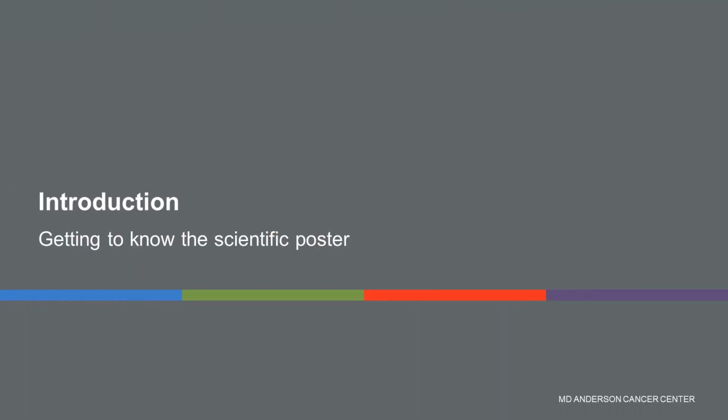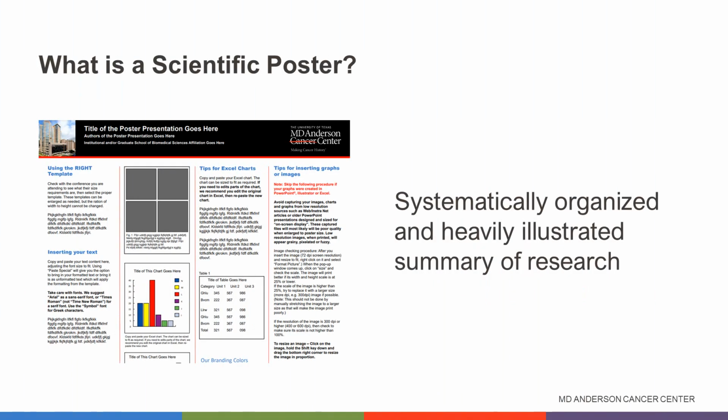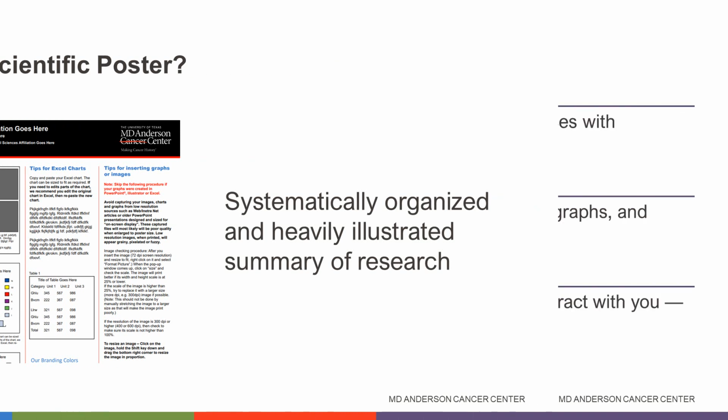In this portion of the tutorial, we get to know the scientific poster and its parts. A scientific poster can be defined as a systematically organized and heavily illustrated summary of research. Like a scientific paper, a poster includes four main sections: introduction, methods, results, and discussion. But unlike a paper, it relies mostly on visual elements to communicate research findings. Visual elements usually include charts, graphs, tables, and images.